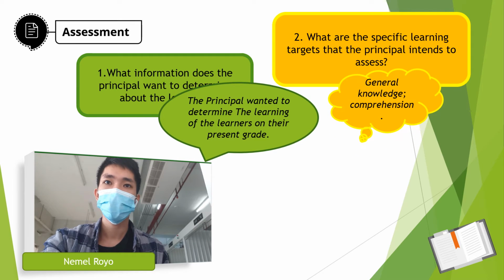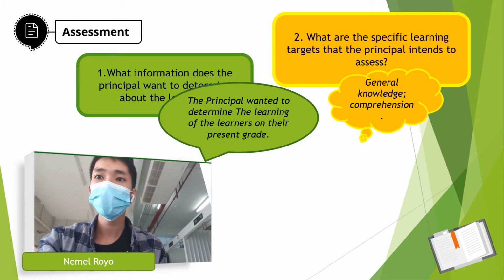Basically, the learning target that the principal needs to assess is the general knowledge or the comprehension of the student, and it will be determined using the placement assessment, which is an entrance exam, like in AUP. Before the classes begin, the new students take an entrance exam in order for the school to classify those students as beginner, intermediate, or advanced.